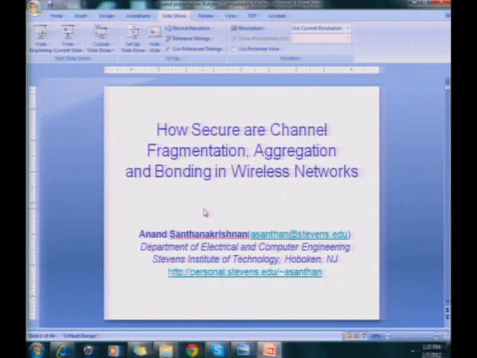Good afternoon to all. The topic I'm going to talk about is how secure is channel fragmentation, aggregation, and bonding in wireless networks. Most of the talk focuses on this, and towards the end I'll touch upon a few aspects of some other work I did.